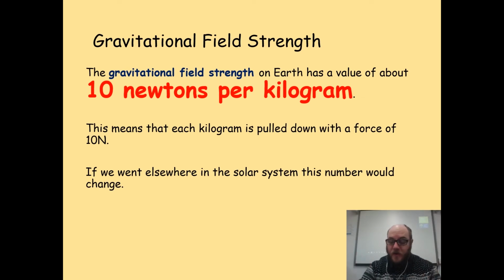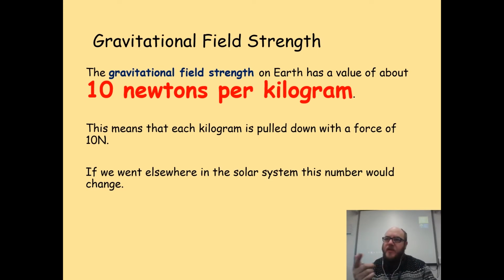Right, so if you do this experiment on Earth, which I hope you are doing, unless at some future time you've all gone to the moon to do this experiment, you will find that the gradient of your slope is roughly 10. So the gravitational field strength on Earth has a value of about 10 newtons per kilogram. Every kilogram is pulled down with a force of 10 newtons.